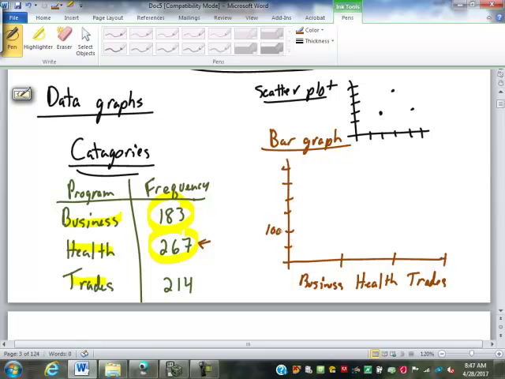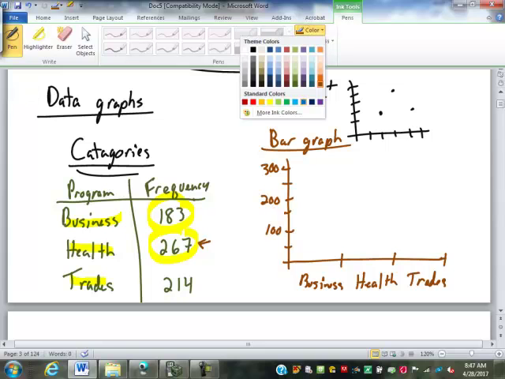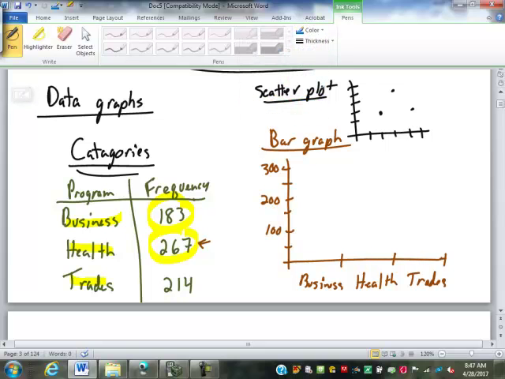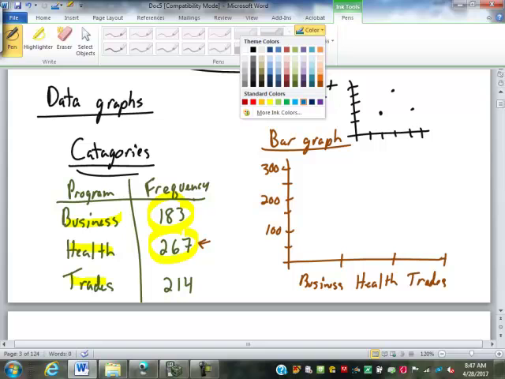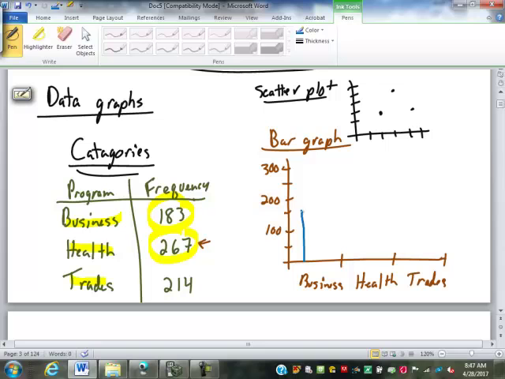So I number this 100, so 50, 100, 150, 200, 250, 300. So I'm at least to the 267. And now I'm going to draw bars in here to represent those. So business goes to 183. So that's going to be somewhere in here.